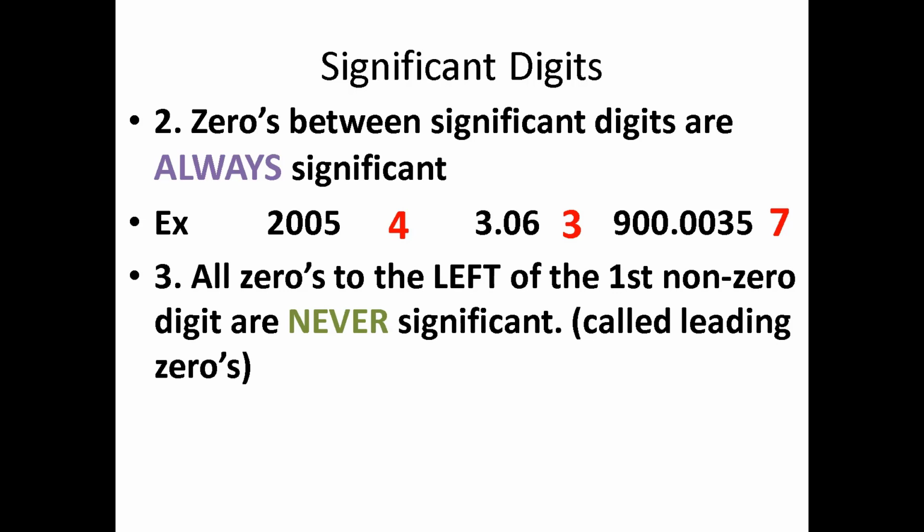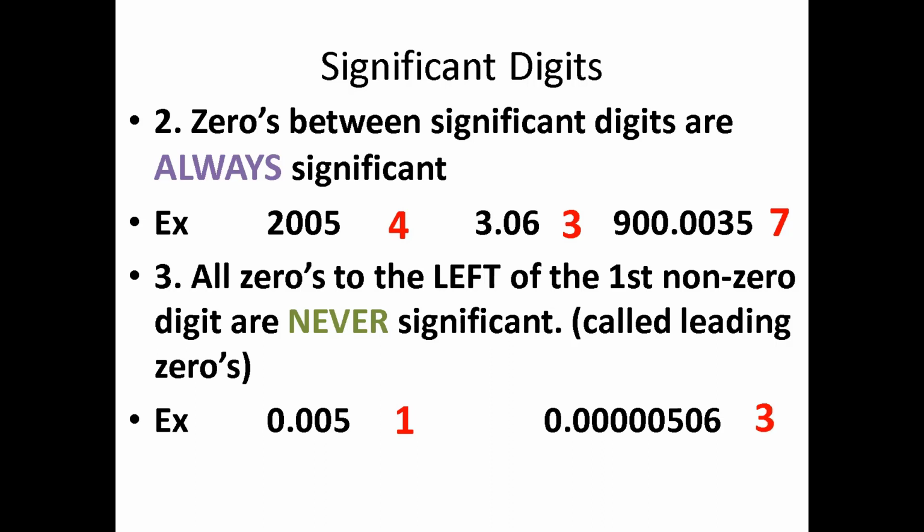Leading zeros are the ones that come before, if you're reading from left to right, the zeros that come before you hit a non-zero number, those never count. So 0.005, none of those zeros count. There's 1 significant digit. So leading zeros, the ones on the left before you get to any non-zero number, do not count. So just skim right past them till you get to a number that's not zero and start counting from there. So on the next number there are 3.